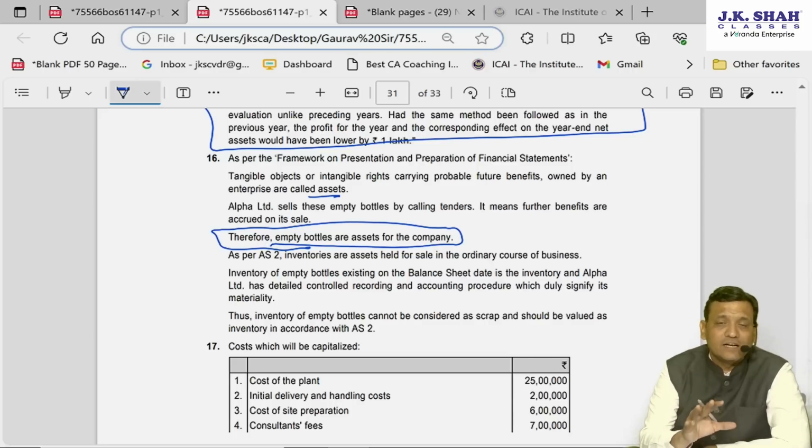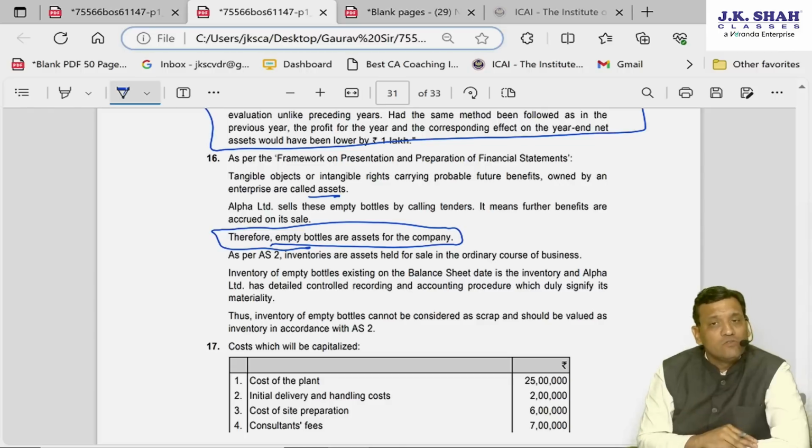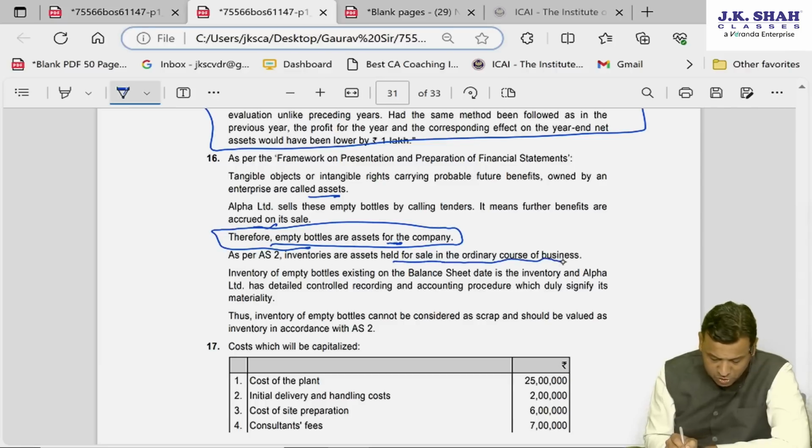So this asset, that is nothing but empty bottles, will be treated as an asset held for sale in the ordinary course, and it will be inventory. Considering it as other income or scrap is not a correct option. Here the question says selling empty bottles means further benefits are accrued on sale, therefore empty bottles are an asset for the company. As per AS 2, inventories are assets held for sale in the ordinary course of business. Inventories are empty bottles and have detailed control, recording and accounting procedure which duly signifies their materiality. Thus, inventory of empty bottles cannot be considered as scrap and should be valued as inventory in accordance with AS 2.